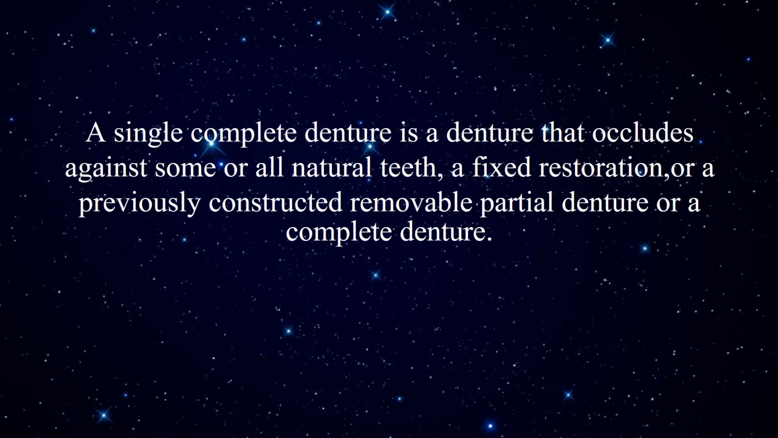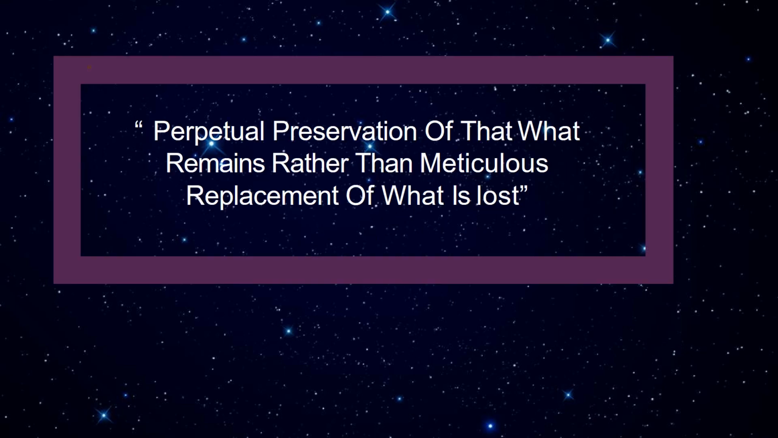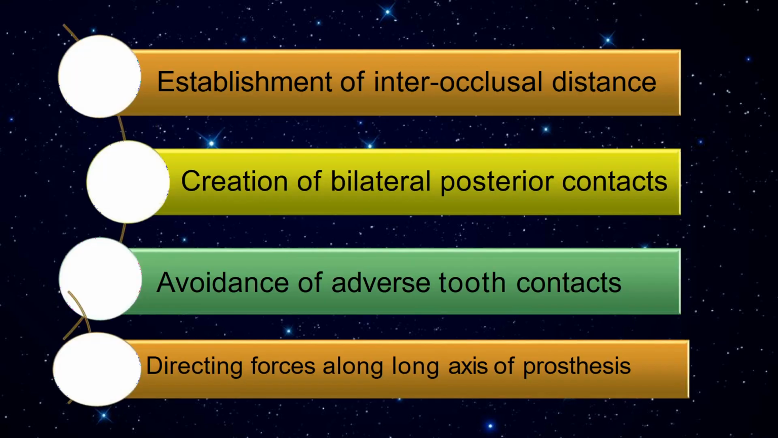So, a single complete denture is a denture that occludes against some or most of the natural teeth of the opposing dentition, or a fixed restoration, or a previously constructed removable partial denture. According to Devan, the perpetual preservation of what remains is more important than meticulous replacement of what has been lost.